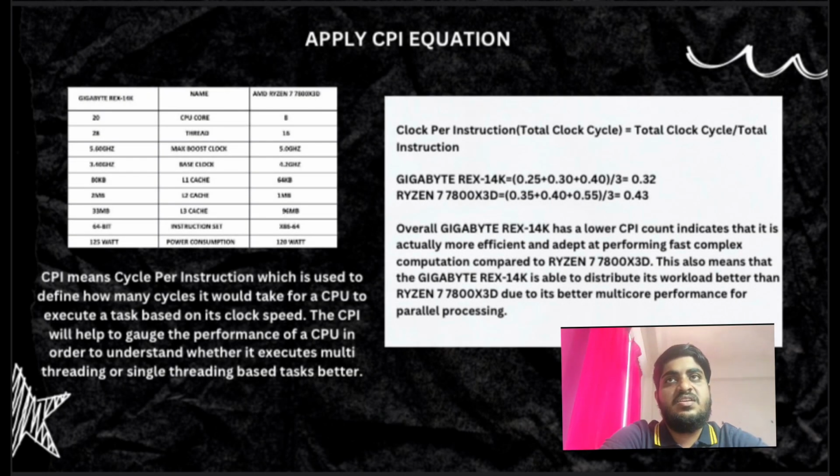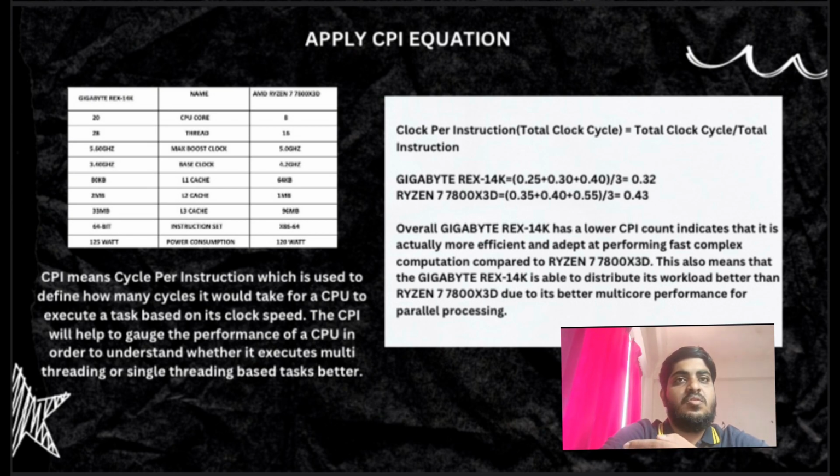My name is Adwan, and I would like to present the application of the CPI equation in our assignment on how to design a processor. As you can see here, there are two different processors. One is our own homemade Gigabyte Rex 14K, and the next is AMD Ryzen 7 7800X3D. Here are the criteria that we have taken into account when it comes to designing our CPU: the CPU core, thread, max boost clock, base clock, L1 cache, L2 cache, L3 cache, instruction set, and power consumption.